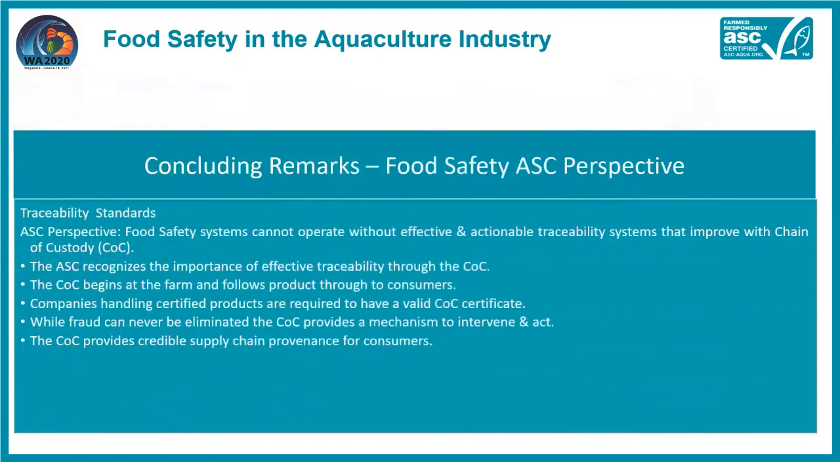The ASC is acutely aware of the necessity for traceability through the aquaculture production supply chain, and its traceability and segregation standard is applicable to the full supply chain from a certified farm to the product carrying the ASC logo. Each company in the supply chain handling or selling an ASC certified product must have a valid chain of custody certificate. In this way, while the ASC cannot assure fraud will never happen, the ASC does have a mechanism to formally intervene and act. In this way, the ASC logo supports credible supply chain assurance to consumers.